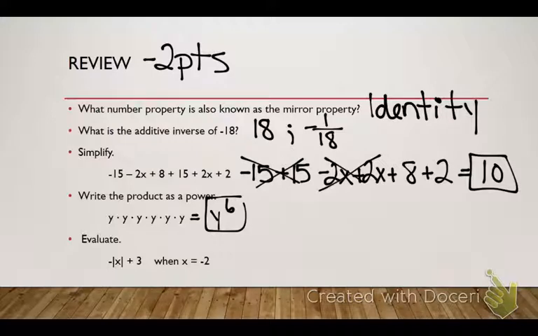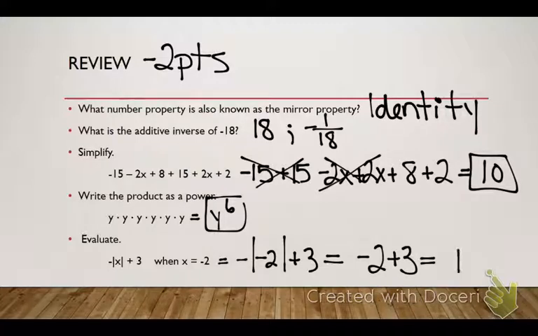So we make our substitution. The negative absolute value of negative 2, plus 3. I'm going to write it off to the side. One thing I want to point out, this is not a double negative. You have to take the absolute value first. What is the absolute value of negative 2? 2. And then since there's a negative out in front, it's going to be negative 2. Plus 3 equals 1.